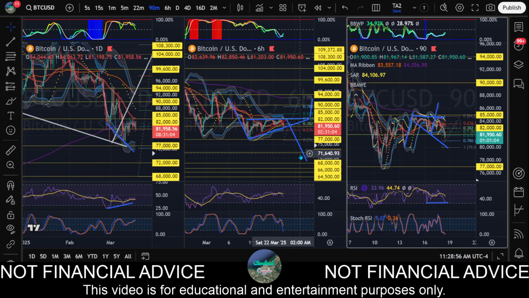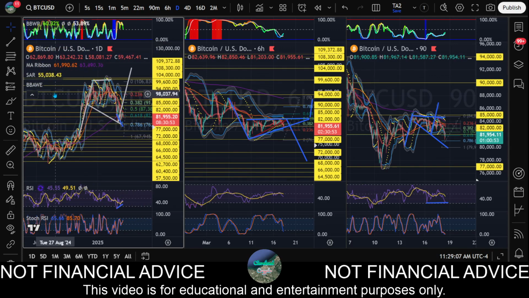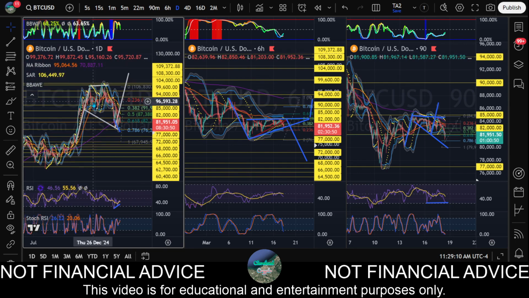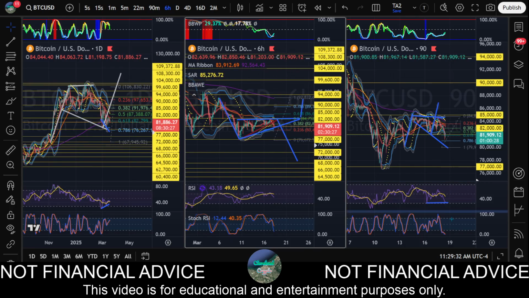Where's it going? Down into the 60s. Ouch. And if that happens, well, then we'd be invalidating this bull flag on the daily. And we could probably say the bull run is over at that point. Maybe. More likely, it's more likely that the bull run will be over at that point. And then it's like, hey, man, sit on your hands, wait a year, and then start DCAing again. But again, there's a chance. Let's keep an eye on that.